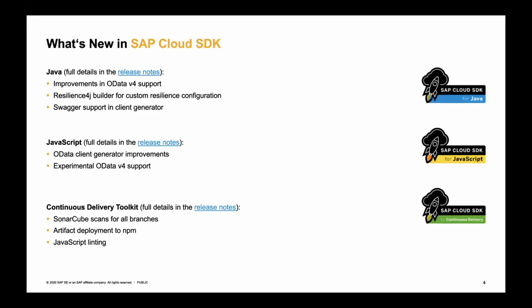As you know, OData v4 is getting more and more adoption in the SAP ecosystem, and not only in the SAP ecosystem, but also in other products, so that it's quite important to have this support. Additionally, we introduced a way to make more granular resilience configuration, so that you can directly configure resilience4j, which is the library that we use for resilience under the hood.